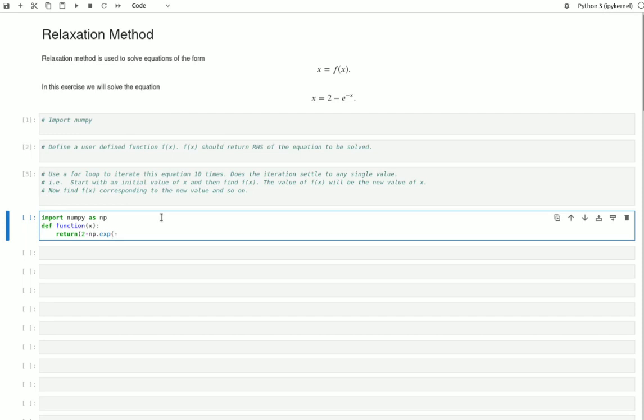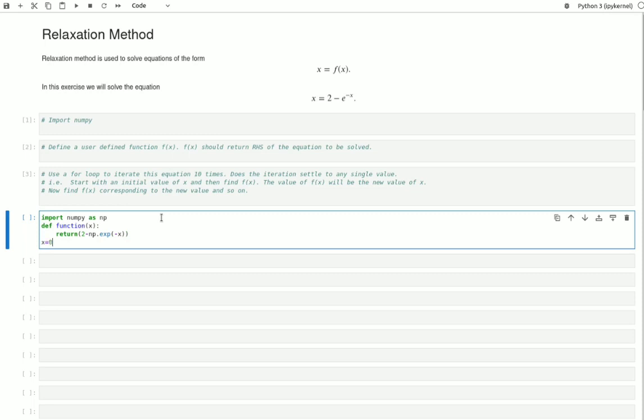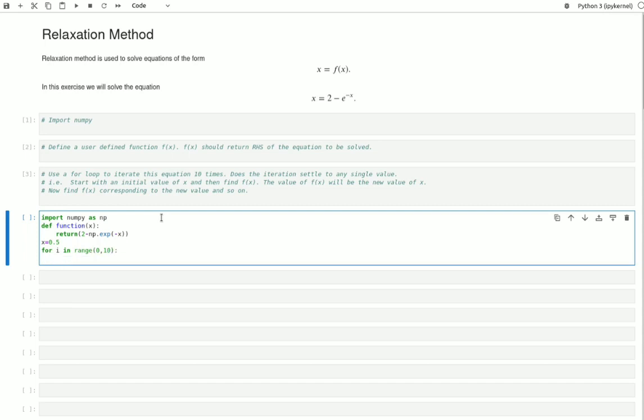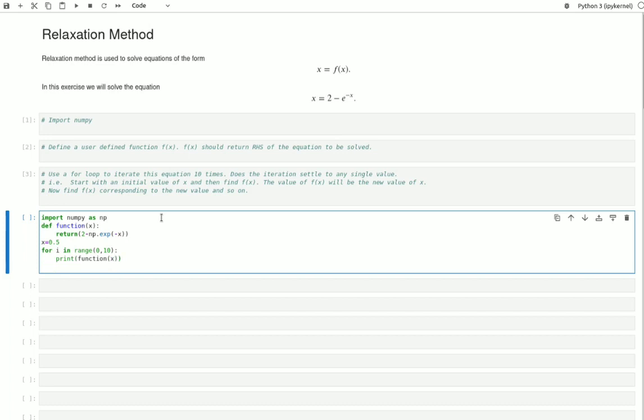Let's say x = 0.5, that is the test solution, that is we assume the solution to be 0.5, and for i in the range, that is the number of times we have to iterate this equation, I'm putting, let's say, 10, 0 to 10. What we will do here is, for each i value we find the x value, and the obtained RHS value we put again in the right hand side and find the solution again.